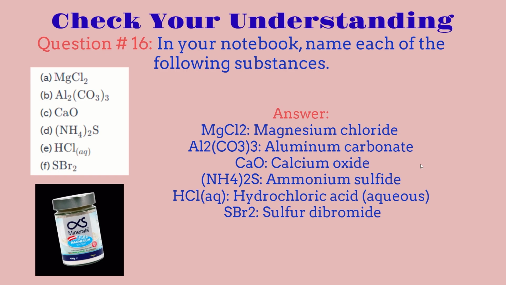So for the answer, the first one, MgCl2, is magnesium chloride. The second one, Al2(CO3)3, is aluminum carbonate. The third one is calcium oxide. The fourth one is ammonium sulfide. The fifth one is hydrochloric acid in the aqueous form. And the last one is sulfur dibromide.